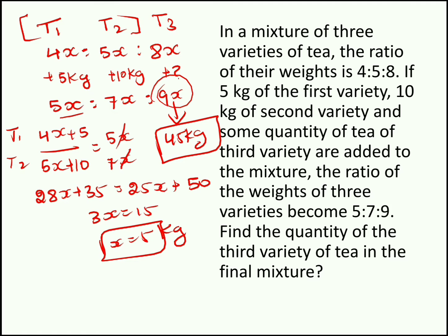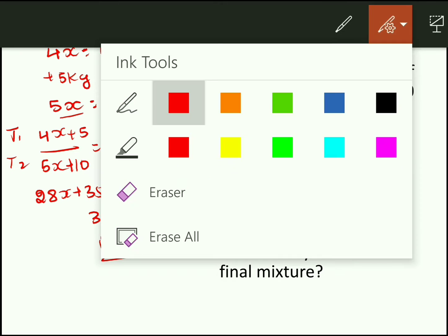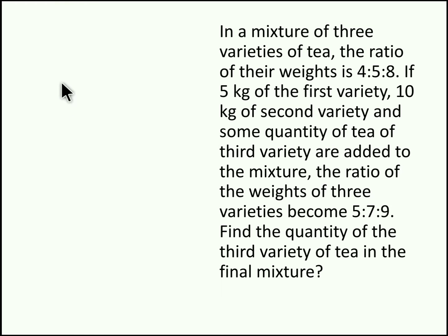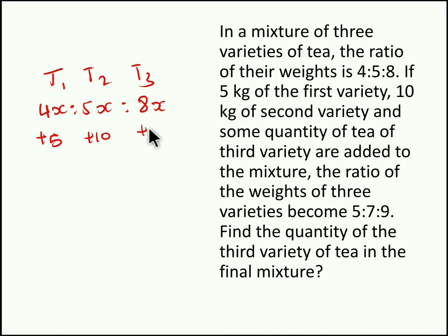Hope you understood the concept, right? Now you can also solve the same problem within 30 seconds using a shortcut. So here the shortcut is, you have 3 varieties of tea, T1, T2 and T3, and these tea varieties are in the ratio 4:5:8 in the initial mixture. After adding 5 kg, 10 kg and a question mark number of kilograms of T1, T2, T3, the mixture of these 3 varieties is in the ratio 5:7:9.